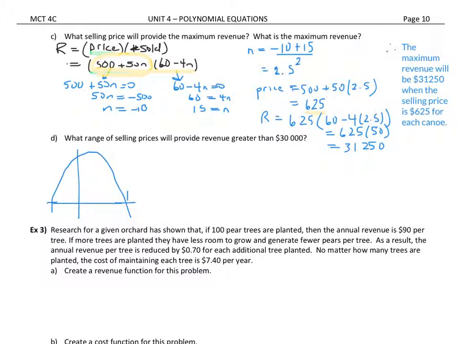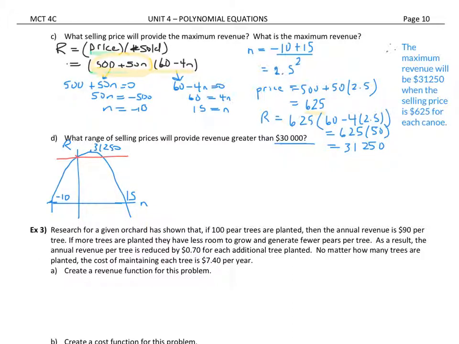This is our 15 as our n-intercept. This was our -10 over here. This is our revenue, and we had that maximum being 31,250. So if we want revenue to be greater than 30,000, we're really looking at, and I know I had figured out that y-intercept. Our y-intercept there was the $30,000. So our $30,000 line is right here.